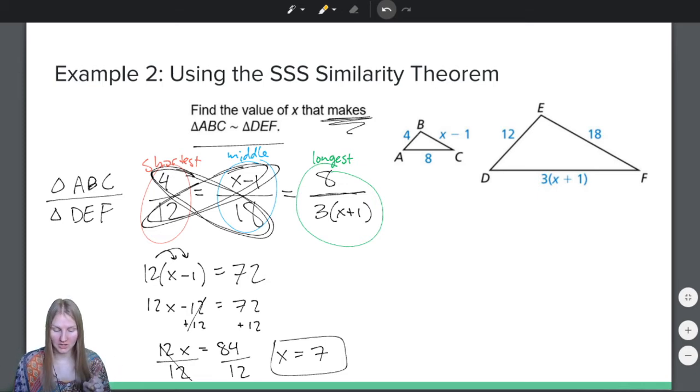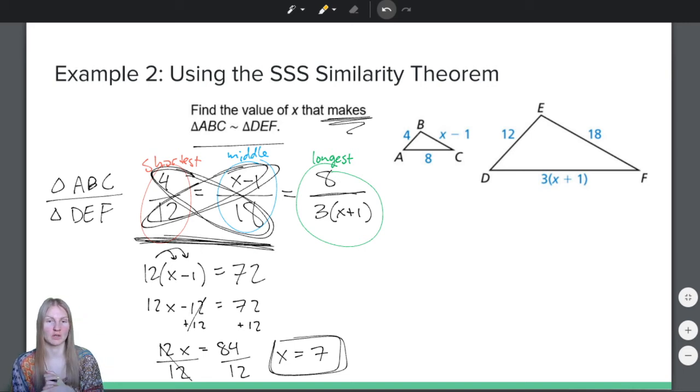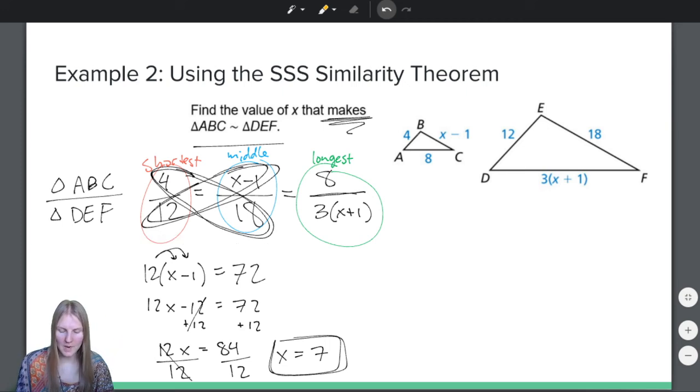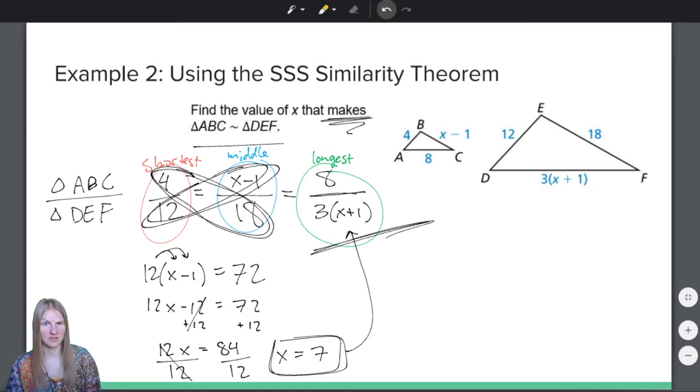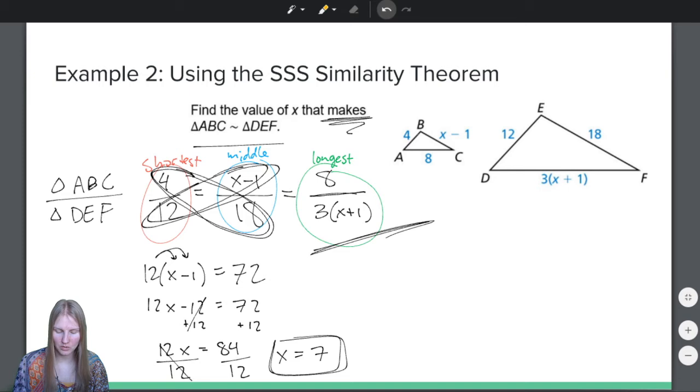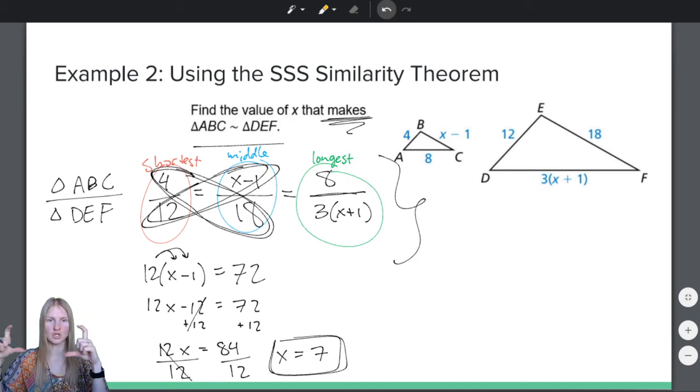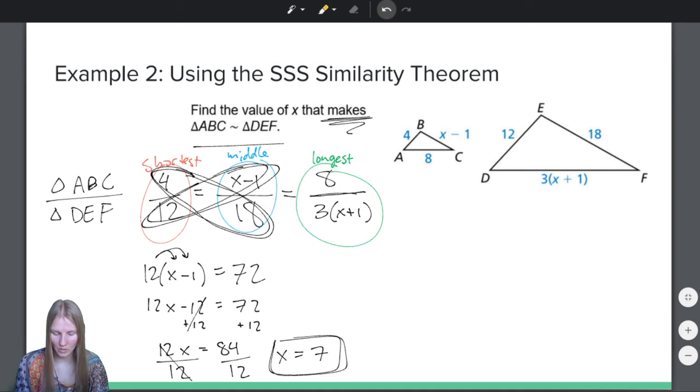Now, this value of x makes these two ratios equal. It makes the red ratio and the blue ratio equal. It makes the shortest and the middle sides proportional. What about the longest side? Does x equals 7 work for this side? Well, here's what we're going to do. We're going to take these three ratios that we set equal right here, and we're going to plug x in and check and make sure that we were correct.